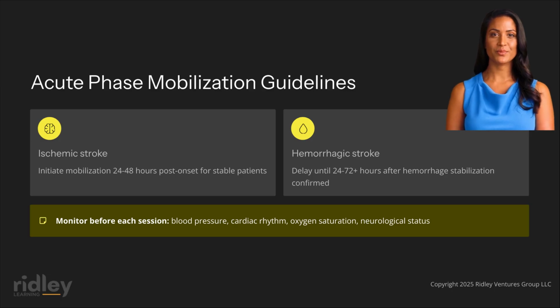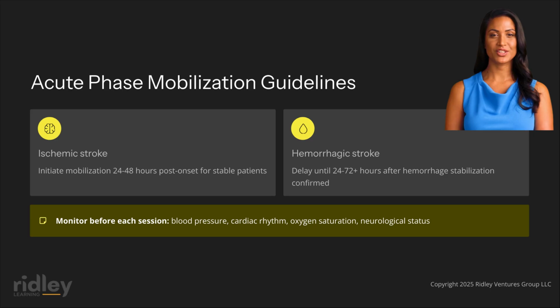We must assess blood pressure stability, cardiac rhythm, oxygen saturation, and neurological status before each mobilization session, adjusting intervention parameters based on patient response. For hemorrhagic stroke patients, mobilization timing requires additional caution due to concerns regarding hematoma expansion and rebleeding risk during the hyperacute period.